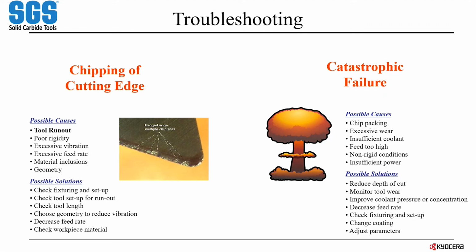And then catastrophic failure. The tool just blows up. I mean, if you've been doing this any amount of time, we've all had it happen. It's going to happen again. There's a lot of causes of it. You can have chip packing, recutting of chips. That's a big factor, especially with high temp alloys. If you're not getting those chips out and away from the cut, and that tool is trying to cut chips and workpiece at the same time, it's going to cause those edges to break down really quickly.